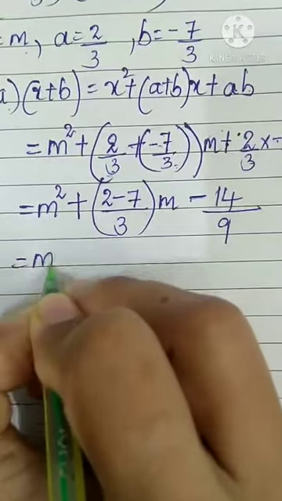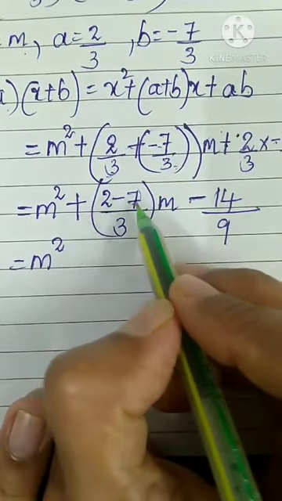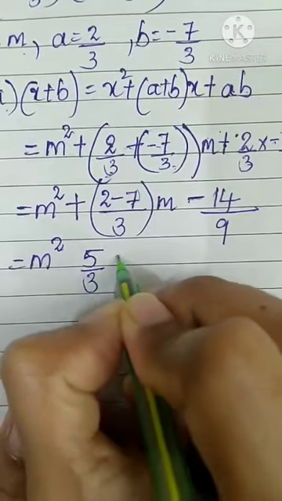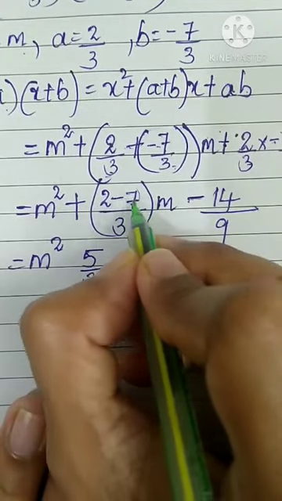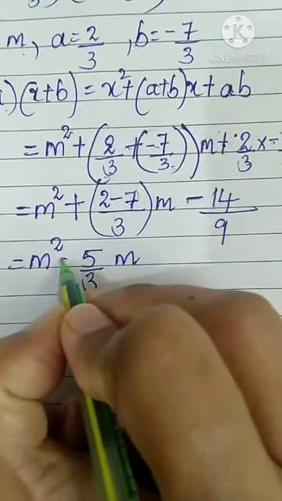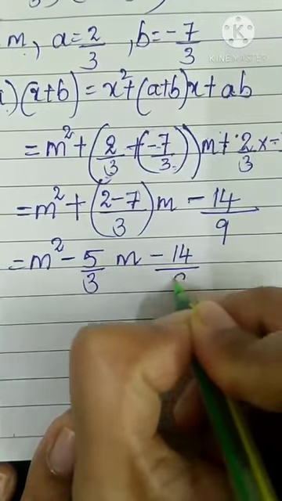We'll put m square as it is. Now in your mind calculate. 7 minus 2 is 5 upon 3m, which is bigger number? 7. 7 sign is minus. Minus into plus will be minus. And the remaining part as it is. So this is the answer.